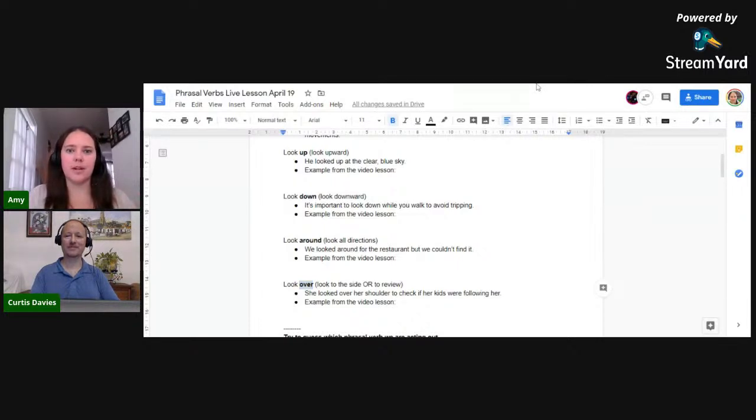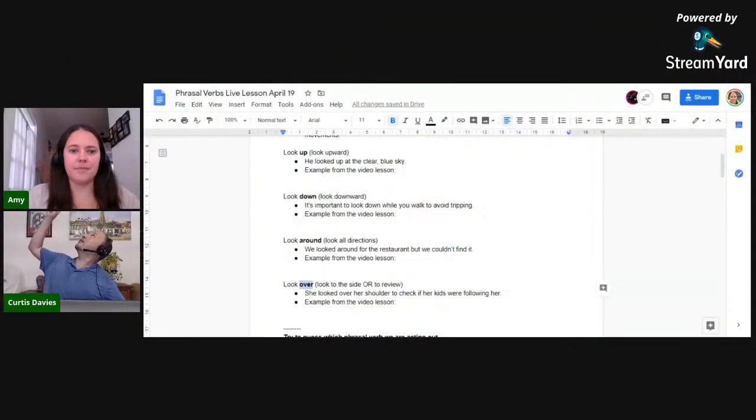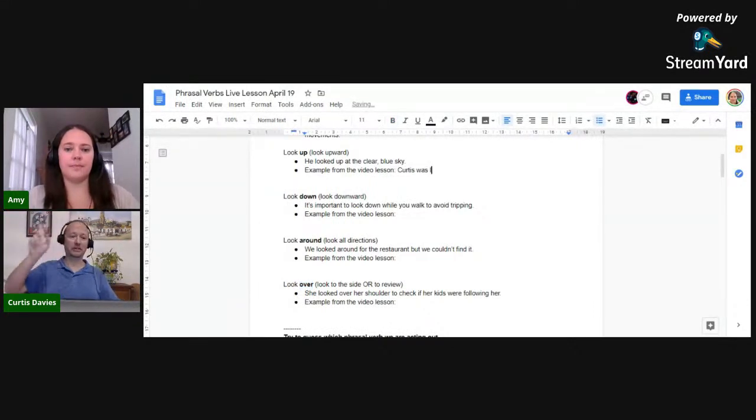So let's start with the first one, Curtis, for look up. Okay, can you show us what look up looks like? Okay, so as you can see there, Curtis had his head up, his direction of view was up. Okay. And Curtis, how could you use look up to describe what you were doing just then? Okay. What I was doing was I was actually looking up at my fan. My fan on my ceiling, I was looking up at it to make sure it was still working. Okay. And as you can see here, we're putting the examples into this document that you guys are going to have access to review after.